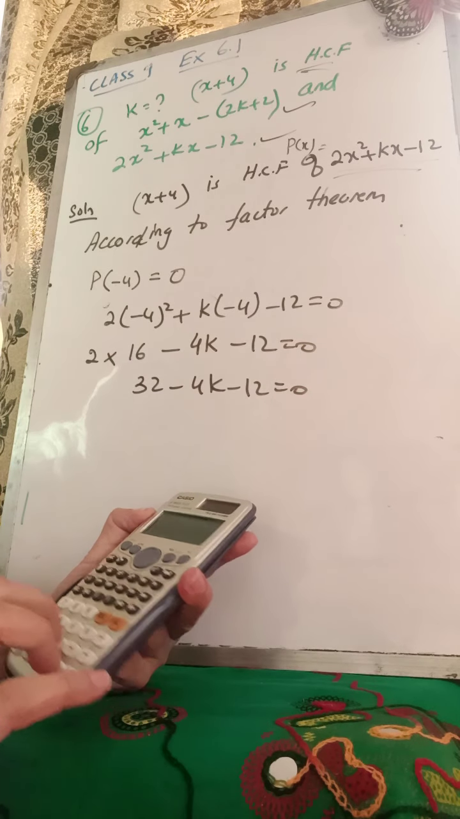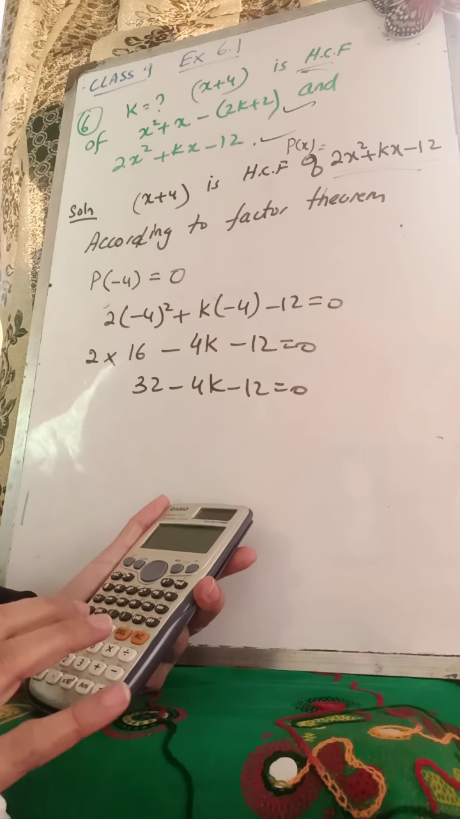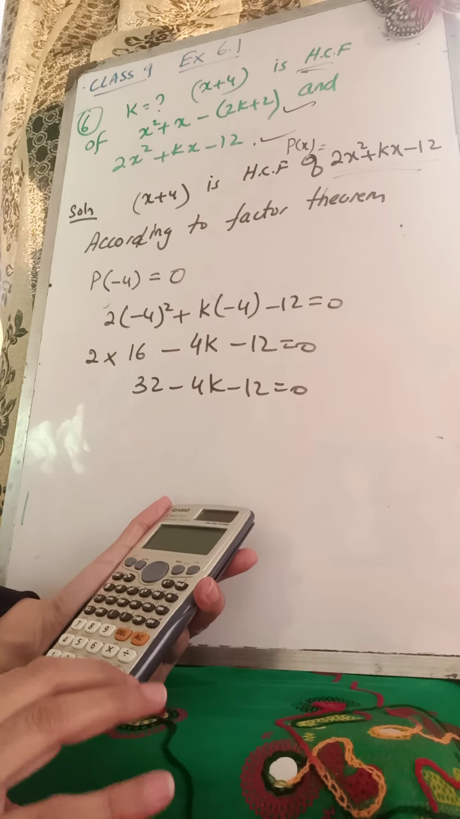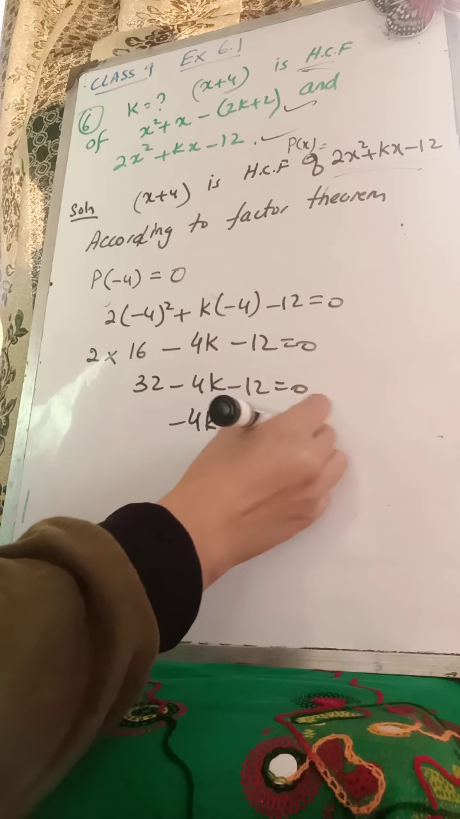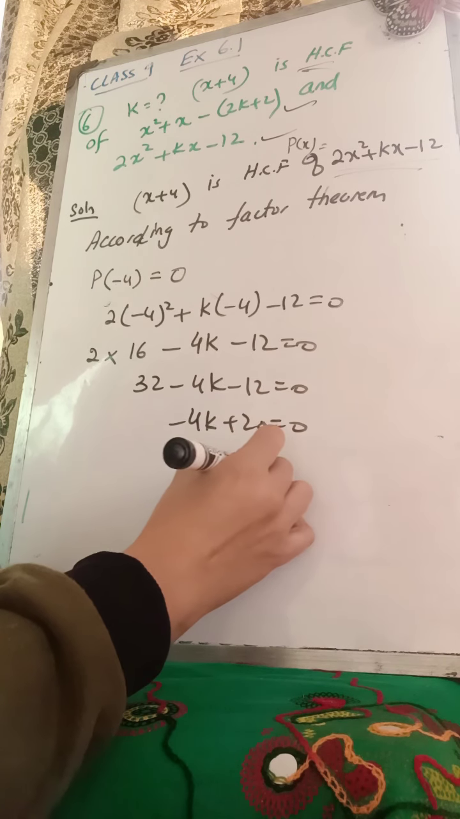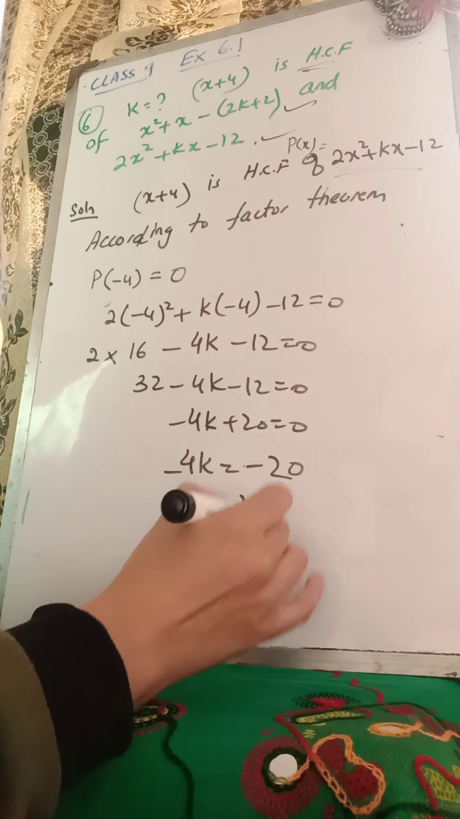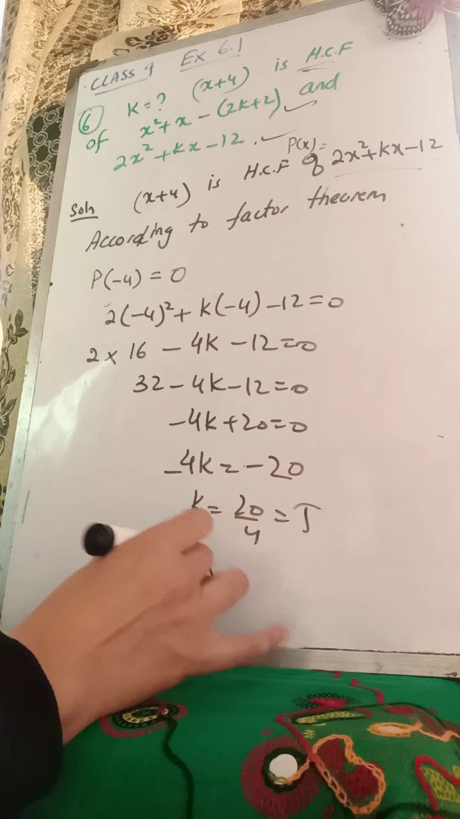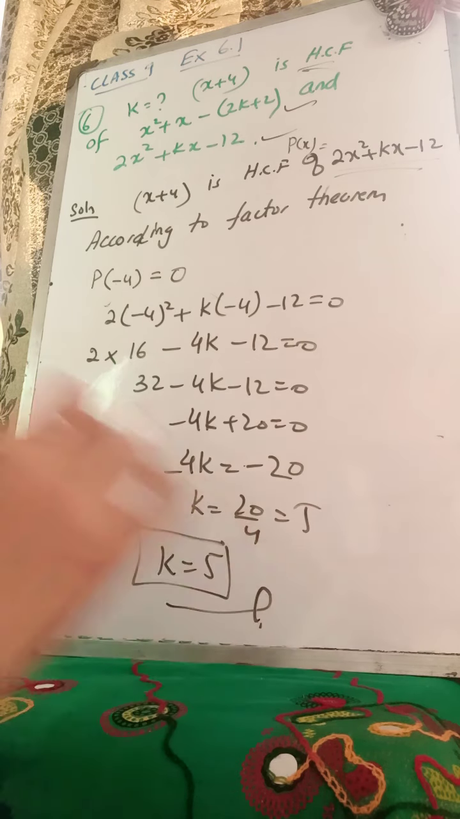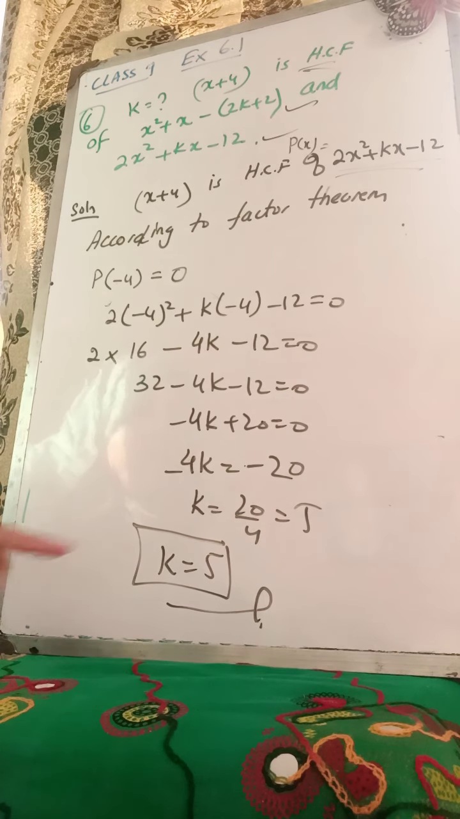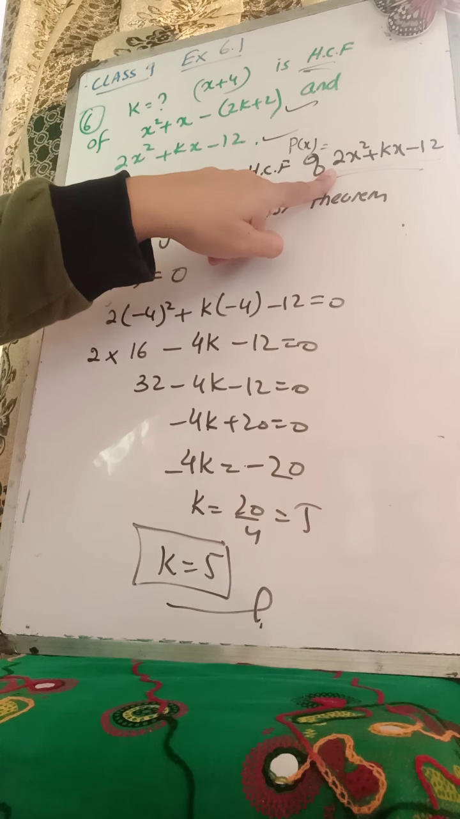So 32 minus 12 will be 20. So negative 4k plus 20 equals 0. This implies that negative 4k is equal to negative 20, and k will be 20 by 4, which is 5. So k will have a value of 5. And this completes the solution, because we had to find the value of k for which x plus 4 was a highest common factor of this polynomial.